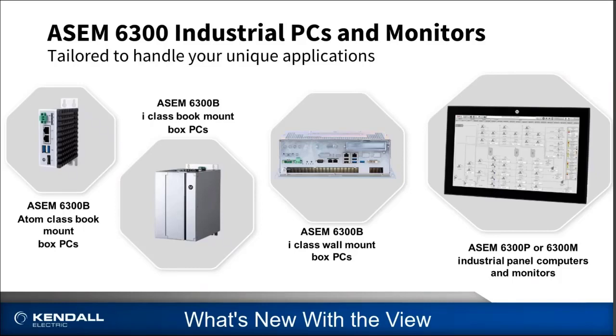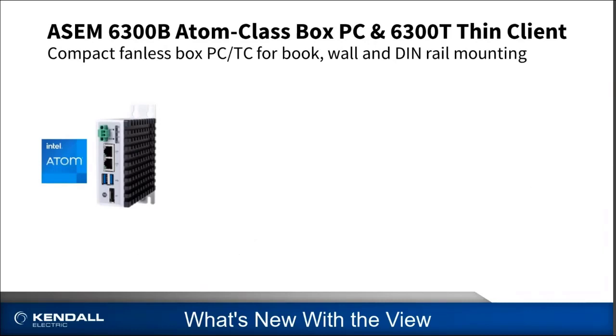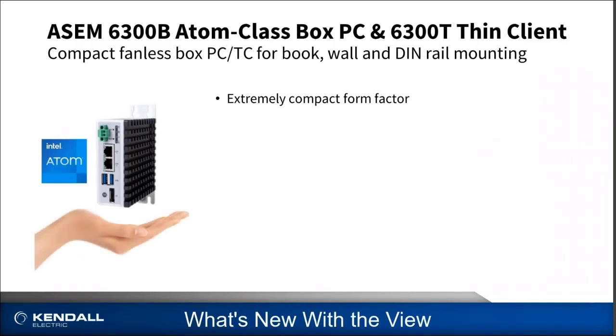Now, let's go into more detail. So the first in the family is that box PC. This is our Atom class box PC, and also available in the same form factor is a thin client or 6300T. These are intended for HMI and third-party applications where size is very advantageous so that you can mount it in a small enclosure. These have an extremely compact form factor that fits into the palm of your hand. These have optional DIN and wall mounting kits available for your different mounting needs.